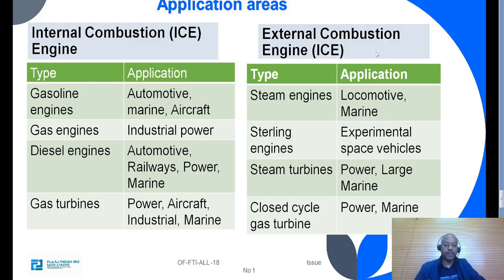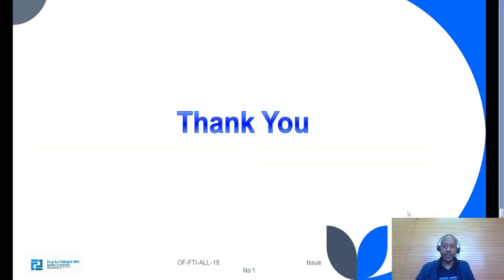External combustion engine. The type and the application. The steam engine. Application area: locomotive and marine. A Stirling engine. Application: experimental space vehicle. A steam turbine. Application area is power and large marine. Closed cycle gas turbine. The application is in power generation and also on the marine.